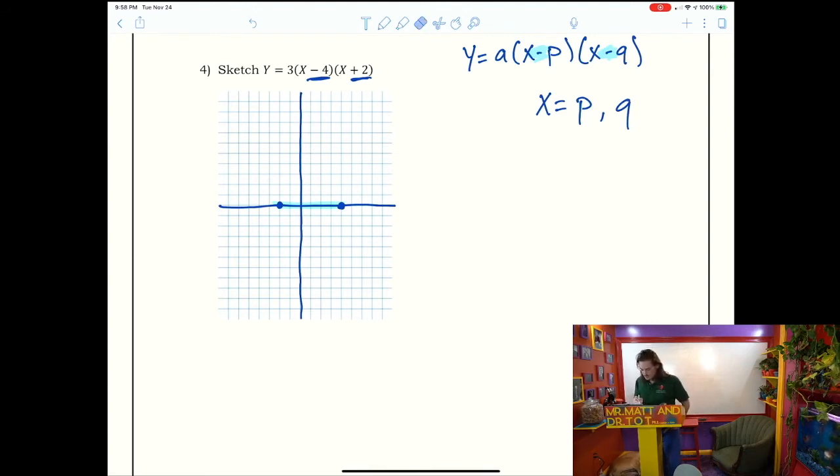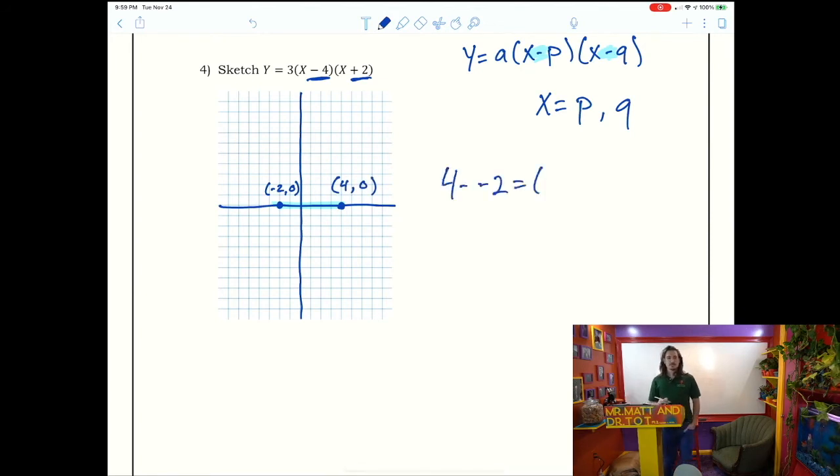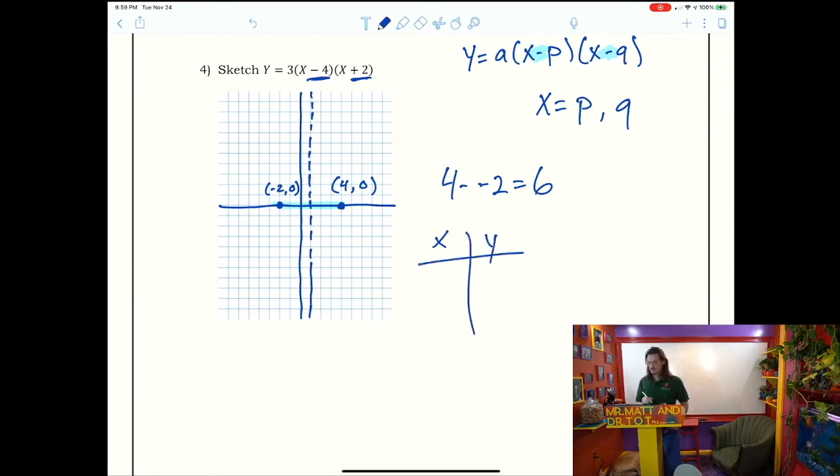So this point right here, as we just said, is negative 2 comma 0. This point right here is 4 comma 0. 4 minus negative 2 is a total distance of 6 units. So the vertex has to occur 3 units in between those two intercepts. So in my table, I'm going to check what value y is when x is equal to positive 1.